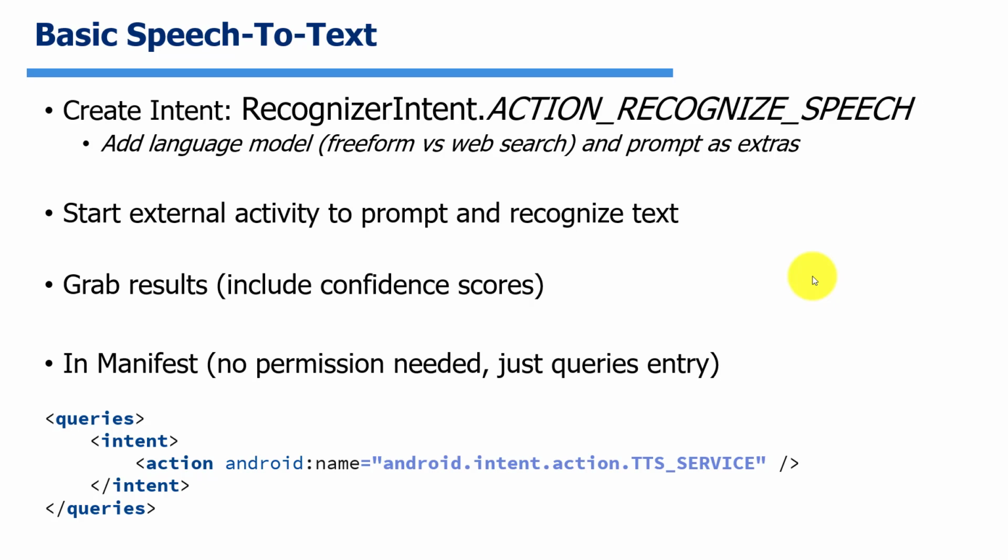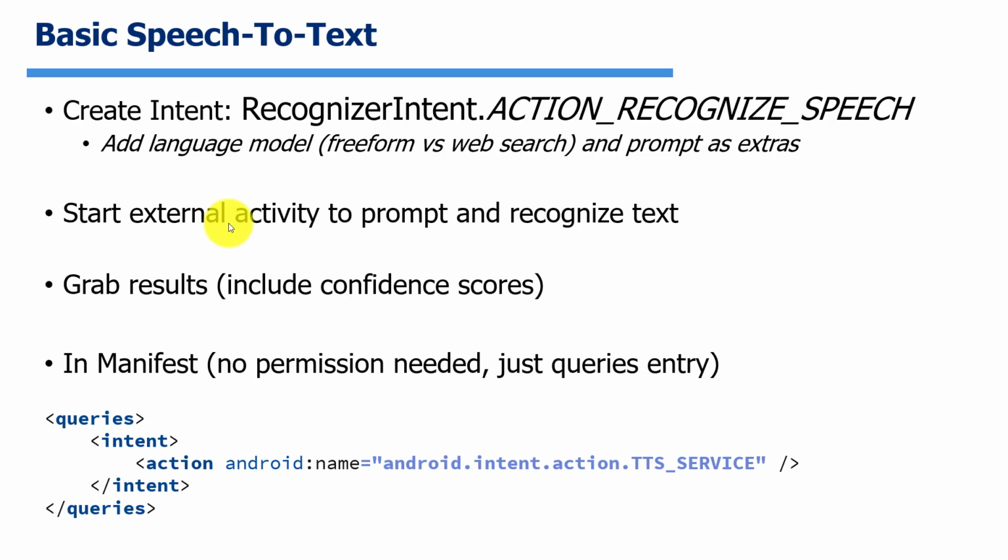You'll start it off by setting up an intent to say where to go, and that's the action recognized speech intent. And the language model either lets it interpret the user's speech as free form or if they're doing some kind of web search. And you can pass in a prompt that you want as part of the extras to that intent. This will end up starting an external activity to prompt and recognize the text. And it'll also, in later versions of Android, pop up a toast to let the user know that it's going outside of the application and returning data just for this application to use.